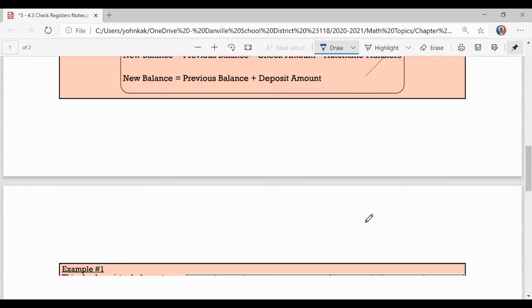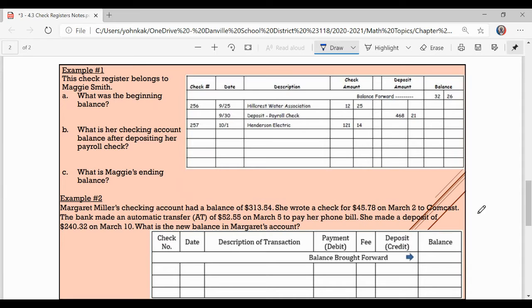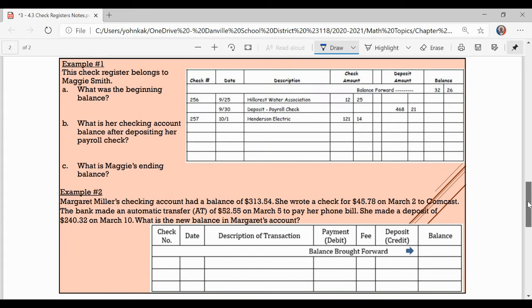All right, so here are two examples of checkbook registers. There are tons of different checkbook registers out there. You get them free when you order checks, or you can get them from your bank. So example number one, this check register belongs to Maggie Smith. What was the beginning balance? The beginning balance is up here in the corner. That's this $32.26.